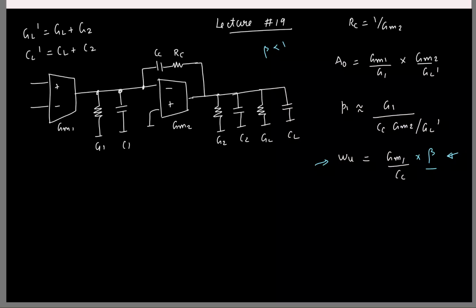Remember, we also saw that beta equal to 1 is the worst case feedback factor you can have. For Miller op amps, where the phase is reducing monotonically, if I ensure that for beta equal to 1 it is stable, for all feedback factors less than 1 it will be even more stable.